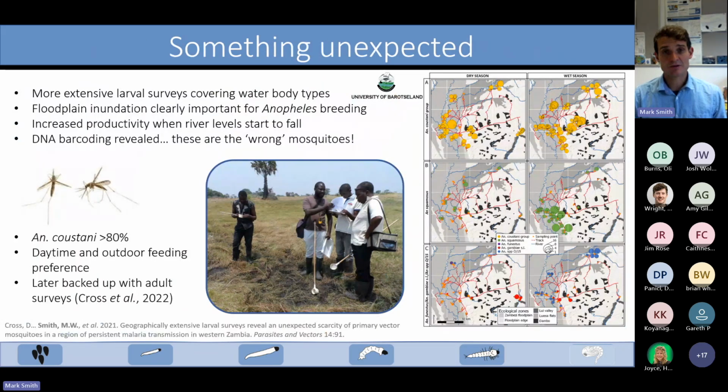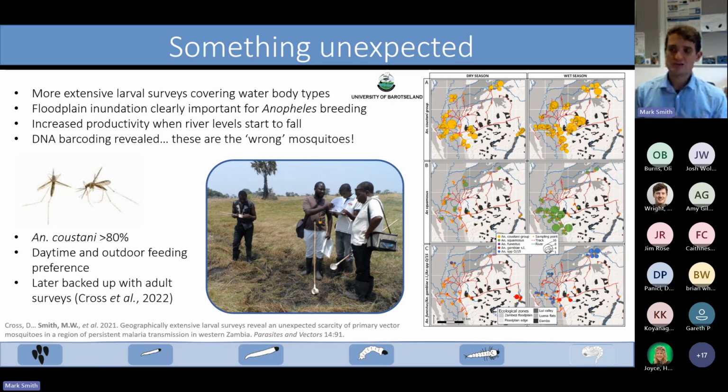So again, what we saw was a change in these locations of larval habitat through the landscape, but this time we used DNA barcoding, so it's like a full genomic analysis, so we could understand exactly what mosquitoes we were dealing with. We saw that the floodplain inundation was clearly important for Anopheles breeding. So the floodplain is a grey area on the left of each of those panels. And we saw increased productivity when the river levels started to fall. So dry season are the left panels, wet season are the right panels.